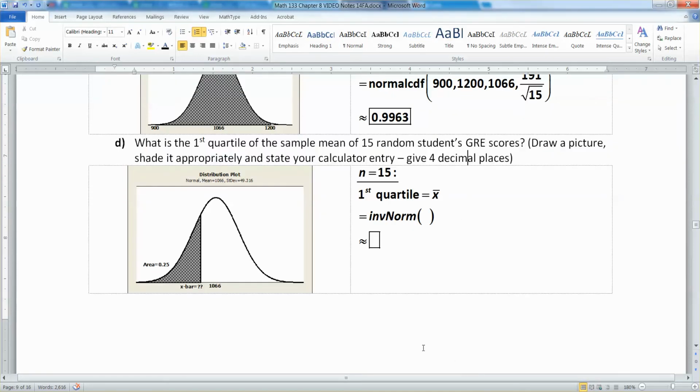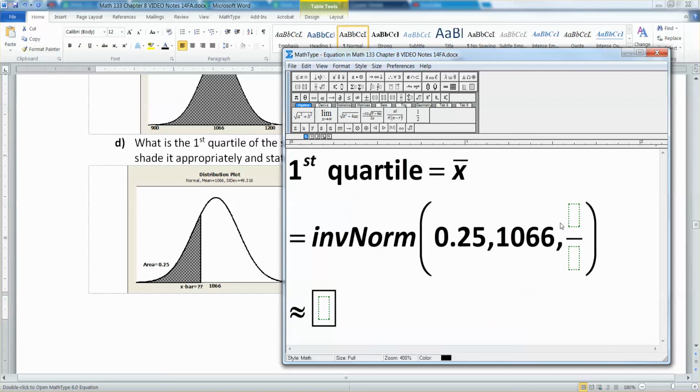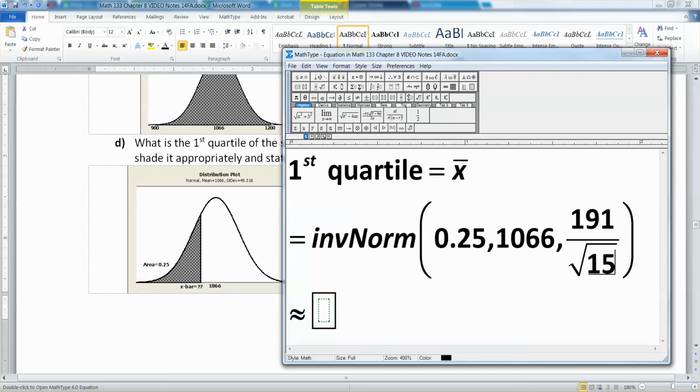Okay, so you can see here, we know that this area is 0.25 because if you're in the first quartile, you're on that bottom part. What we're looking for is what is X bar right here. So the X bar is that first quartile. And to find X bar, you don't use normal CDF, that's inverse norm. Remember, you take the left tail area, which in this case is 0.25, then you take the mean of 1066, and then we're talking about an X bar, not an X value. So instead of doing 191, you actually want 191 over the square root of 15. And let's find what that value is.